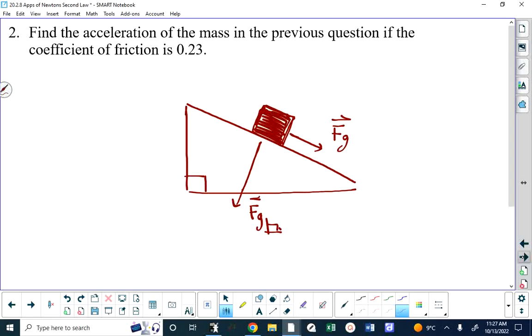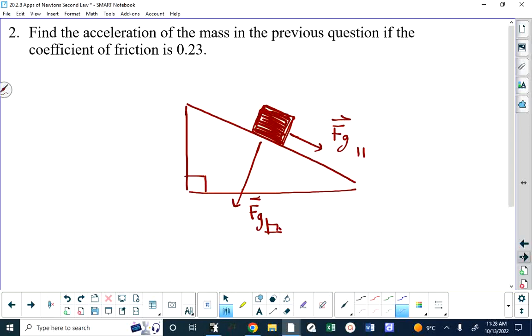45. So if the angle is less than 45, your perpendicular component is greater than the parallel component, which I didn't put. Let me repeat that. If the angle is less than 45, the perpendicular component is greater. If it's more than 45, the perpendicular component is less. And if it's at 45, they're equal. What other forces do we have?